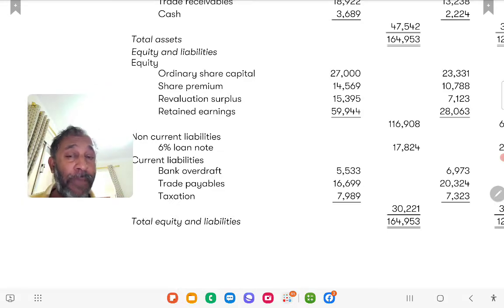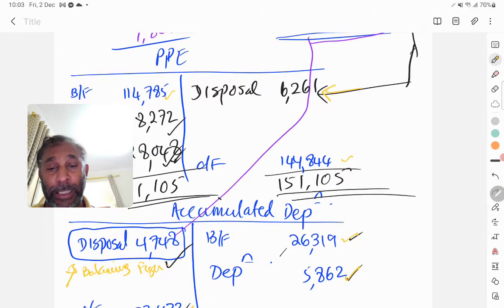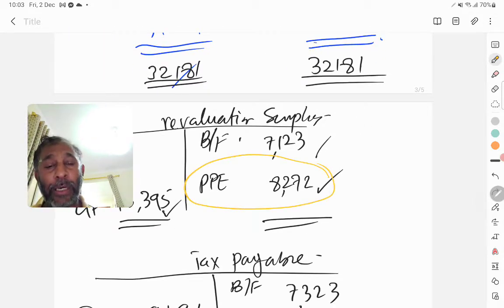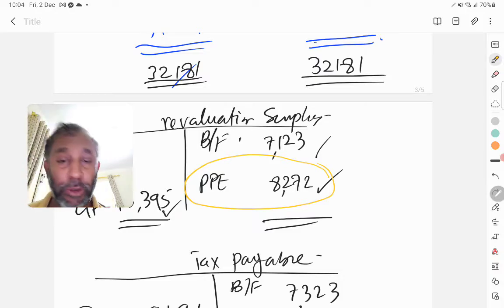You see last year 7,123 and the current year 15,395. Accordingly, there has been an increase. So that increase is this 8,272. Here, a little bit of additional technical information: if there is any deferred tax, this will have an implication on that. But at F3 level, or at the financial accounting level, don't worry about that.